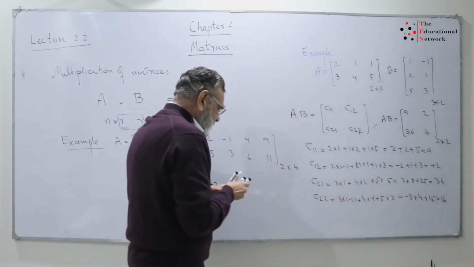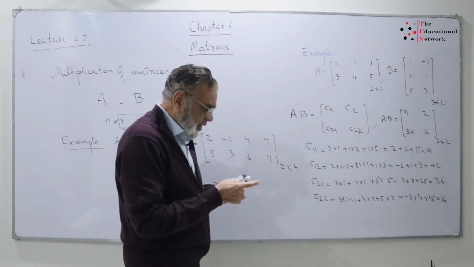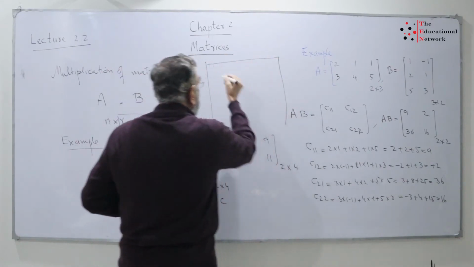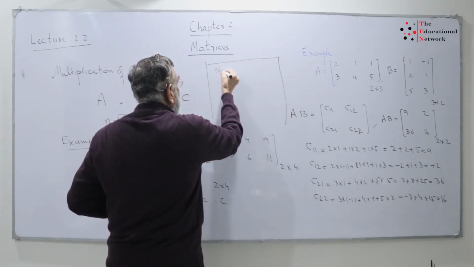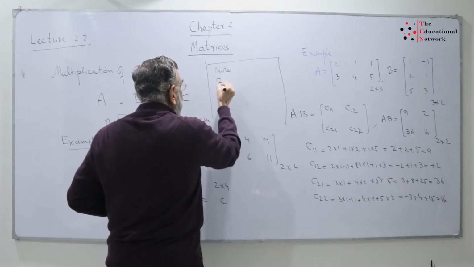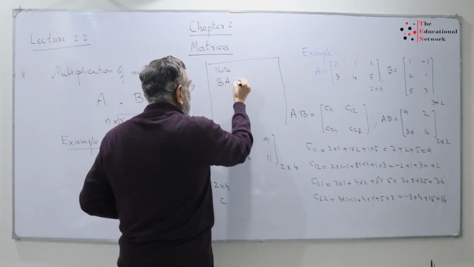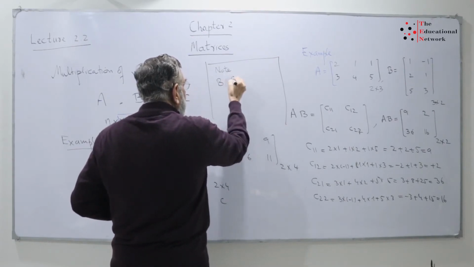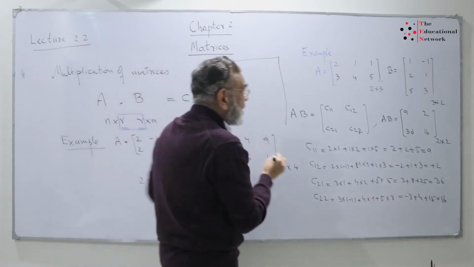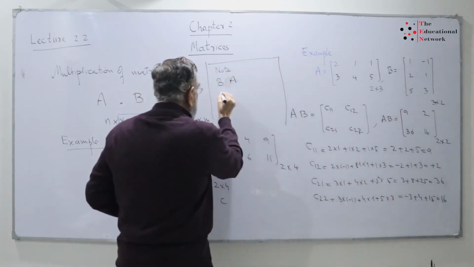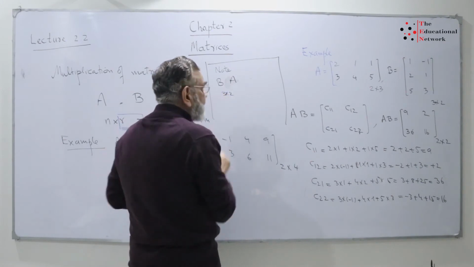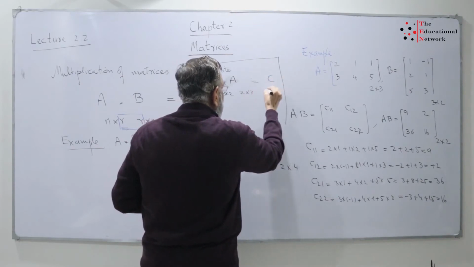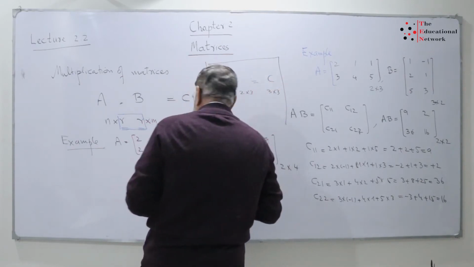A very interesting result, if we just take it as a note, and we are going to apply this one. I want to write BA for the given example. What is the size of the matrix B? If I want to multiply BA, the size of the matrix B is 3 by 2. And what is the size of the matrix A? It is 2 by 3. So what is the size of the matrix C? That's 3 by 3.